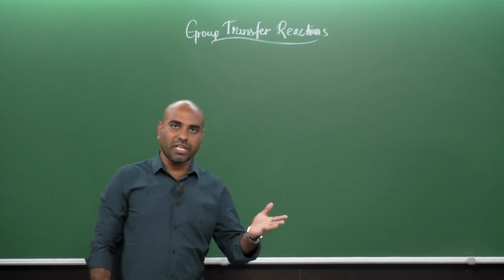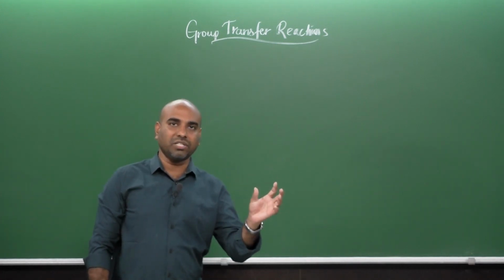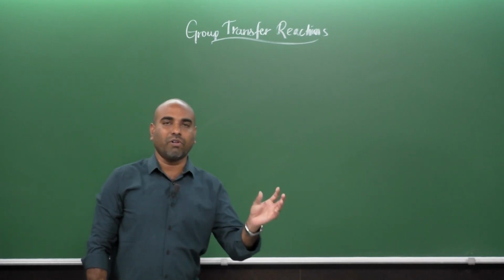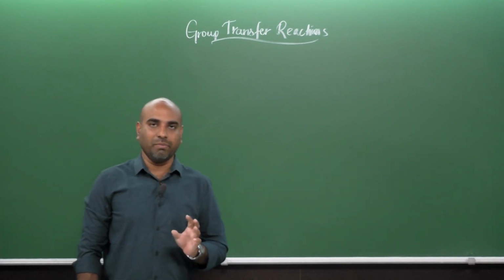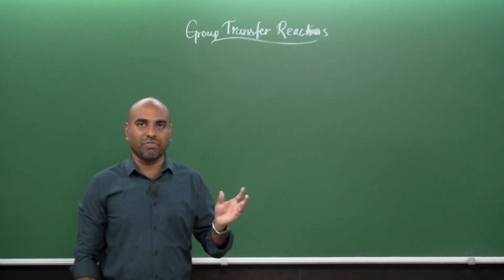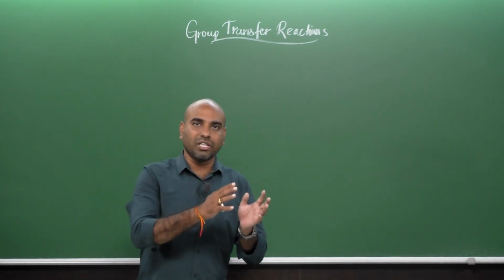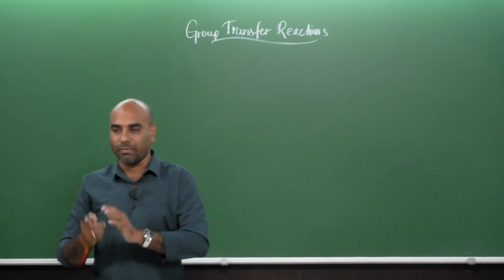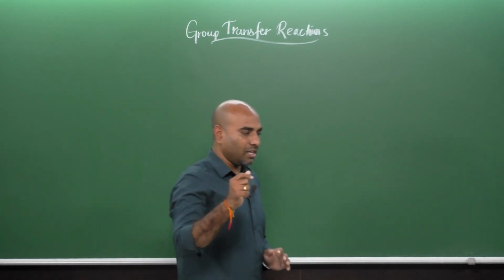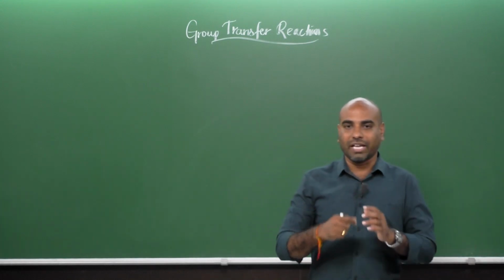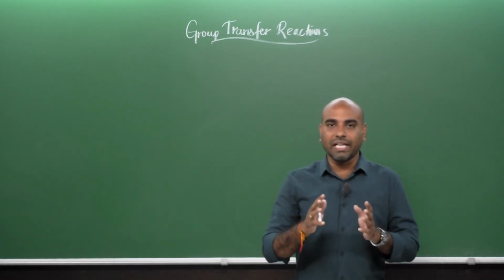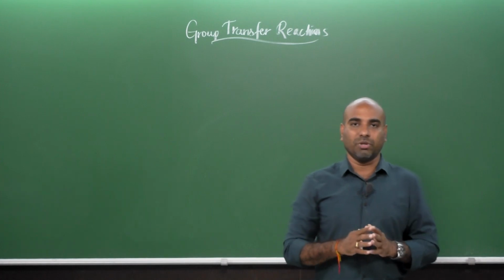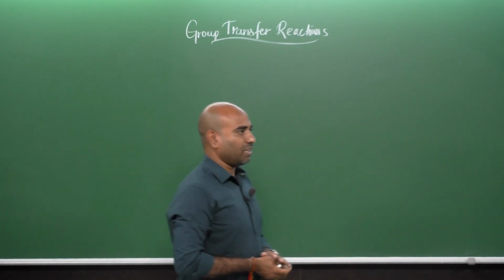In sigmatropic rearrangement also you have seen the migration of a group or an atom from one place to the other place of a molecule. Here, in group transfer reactions, there will be a considerable migration or shifting of the group from one molecule to the other molecule. So if you are keen on what I am saying, you can clearly catch the difference between the sigmatropic rearrangement and the group transfer reaction.